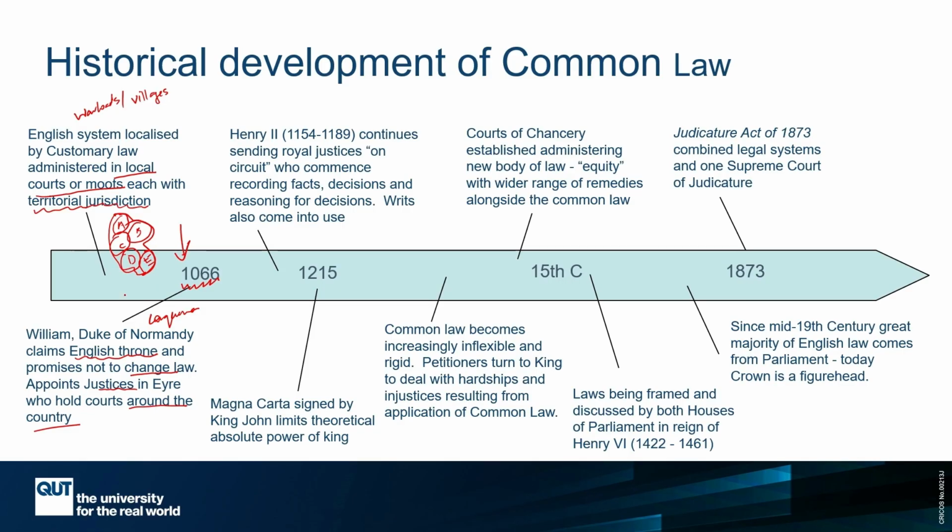Now, this really gets turbocharged under Henry II, who sends these royal justices on circuit. And actually, we still do that. We still have courts going on circuit. So, for instance, the judges that sit in the Supreme Court in Queensland will go to the regional centres when they're going on circuit. And these judges start recording their decisions. They start recording what happened, what they decided, and really importantly for us later, the reasons for these decisions.